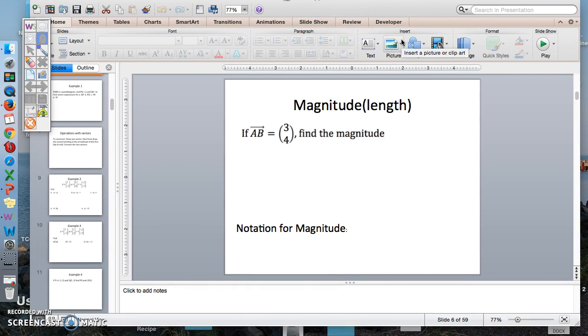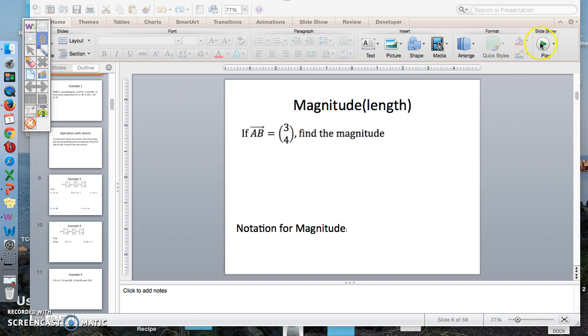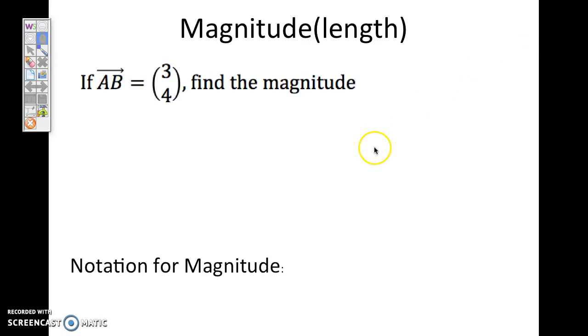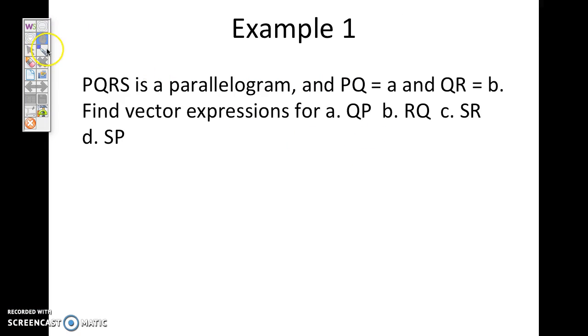But that is how you know size and magnitude. Magnitude is that length, like the length of it, and direction is telling you those x and y components.